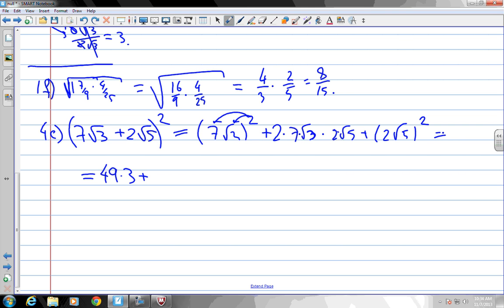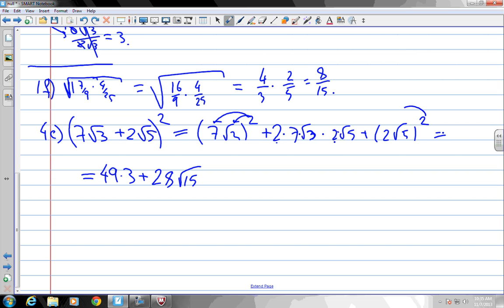Plus, over here, I'm just going to look at the coefficients. 2, 7, and a 2. 2 times 7 times 2. That's 28. And the square root of 3 and the square root of 5, that's a product. So I can pull them together. That gives me square root of 15. So I'll multiply 3 and 5. Because again, that's a product. You can do whatever you want with a product. The sums, those are tricky.